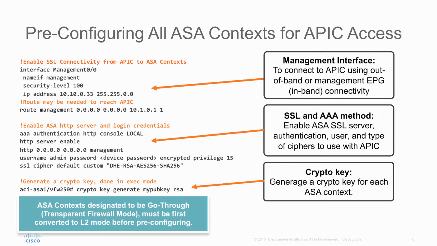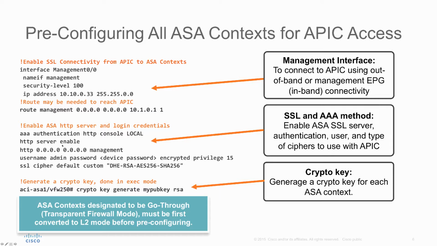Once we have our contexts created, we have to pre-configure them so they can talk to APIC, and these are some basic items that you see here: configuring the IP on the management interface, its route, so it can connect to APIC, and also SSL and AAA methods.